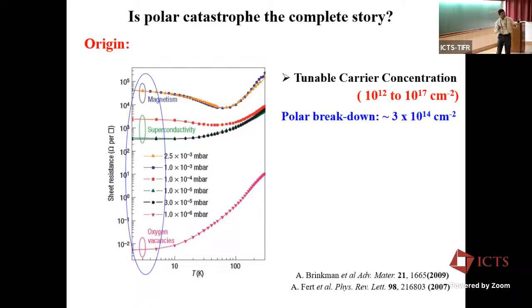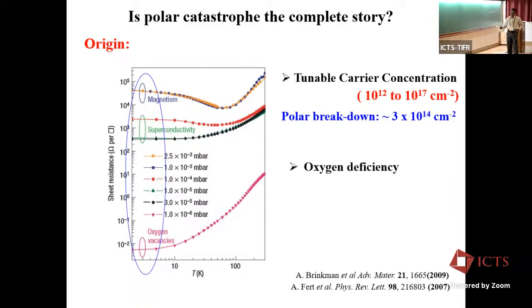The polar breakdown that I talked about, I said that if you transferred half an electron from the top layer to the interface layer, then everything becomes fine. And then you know that you have doped exactly half an electron per unit cell of strontium titanate in that layer at the interface, and that has a carrier concentration of 3 times 10 to the power 14. Which means that you can go below that or you can go above that, and so everything cannot be due to polar catastrophe alone. So there's a lot more to it than that.